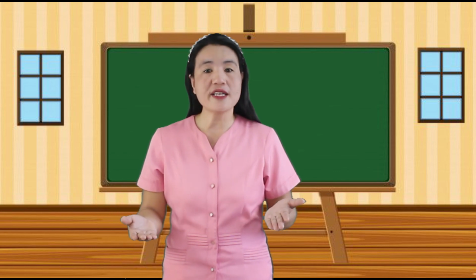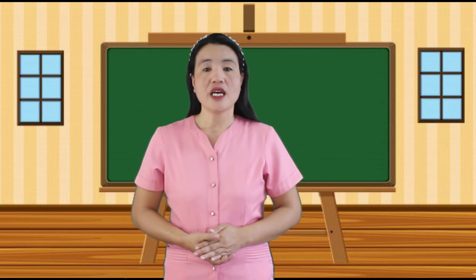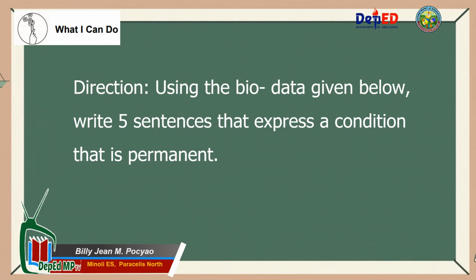Now that you have a wider understanding about the lesson, let's apply what you have learned in What I Can Do. Here is the direction. Direction. Using the biodata given below, write 5 sentences that express a condition that is permanent. You can pause this video and do the activity in the worksheet given to you, or you can do it after this video lesson. Have your parents or guardian pass your output here in school within this week.